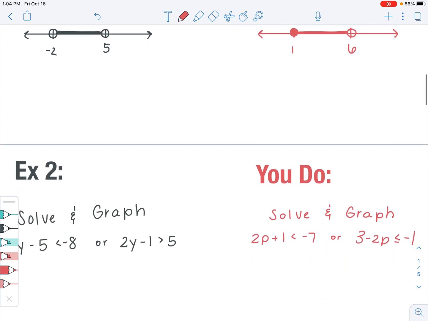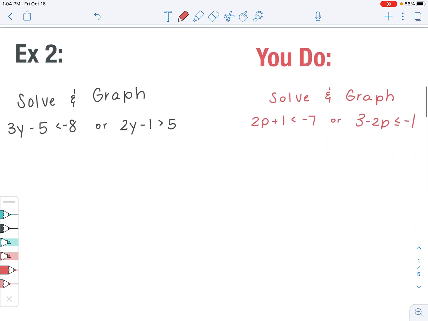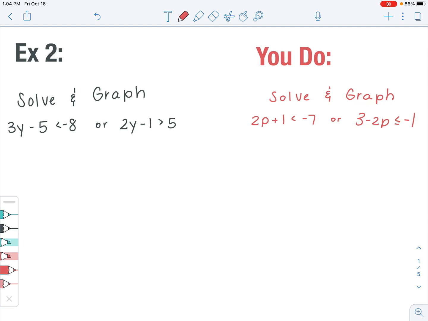Now let's look at an OR problem. So an OR problem we know is always going to say OR in it. And basically all it is, is 2 problems together in one. So we're going to solve each of them and then graph them.